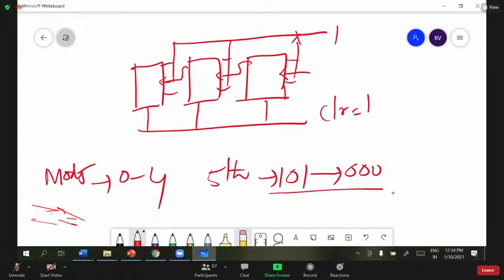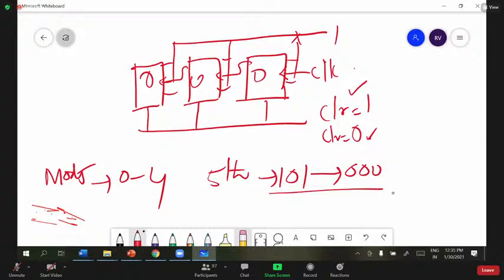What I am saying, in the case of the mod 8 counter, simply I made clear equal to 1 and reset all the flip-flops. Then I put 0 and gave the clock signal. Based on the clock signal, it started counting. Whenever clear is 0, then only it starts counting.